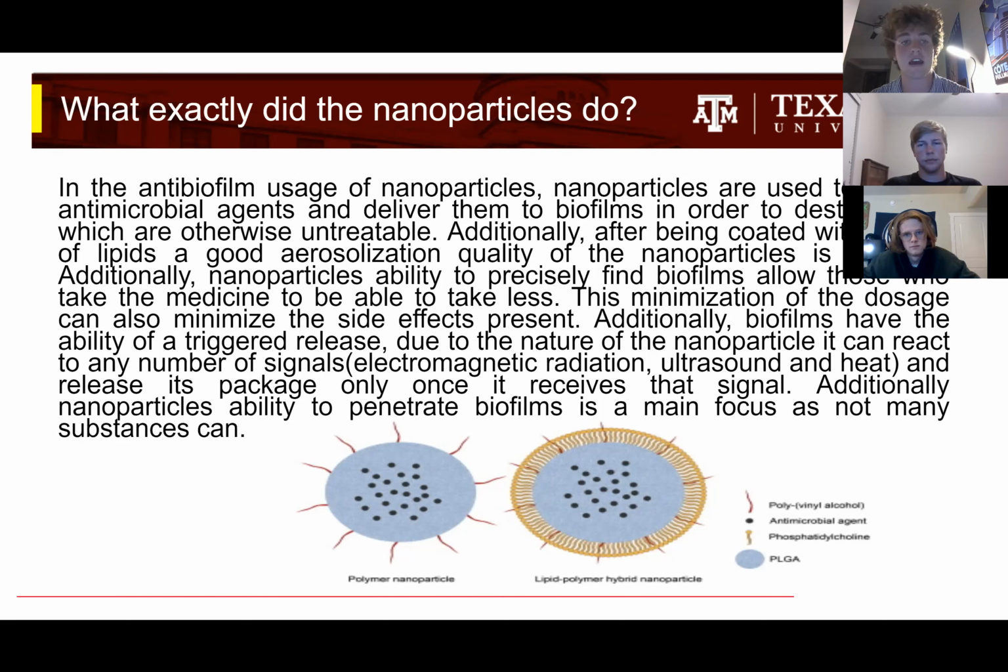Additionally, the nanoparticles have the ability of a triggered release. Due to the nature of the nanoparticle, it can react to any number of signals, such as electromagnetic radiation, ultrasound, and heat, and release its package only once it receives that signal. Additionally, nanoparticles' ability to penetrate biofilms is the main focus, as not many substances can. And here on this bottom picture, we kind of see what exactly the nanoparticles are doing. We see this blue circle, which are the nanoparticles. And those little black circles inside that big blue circle are the carried package, the medicine that will be delivered to the biofilms.